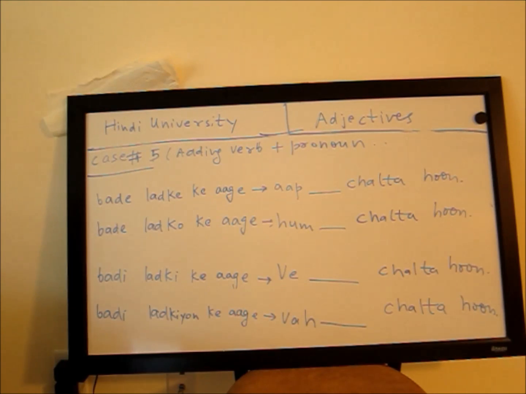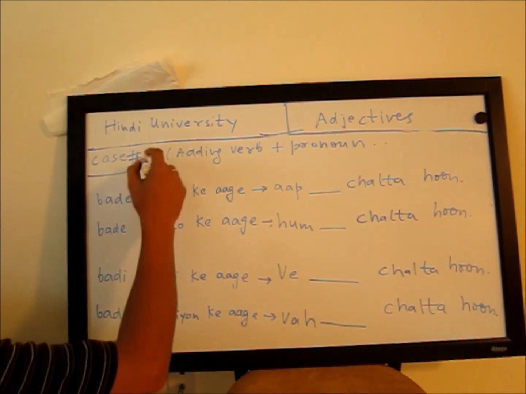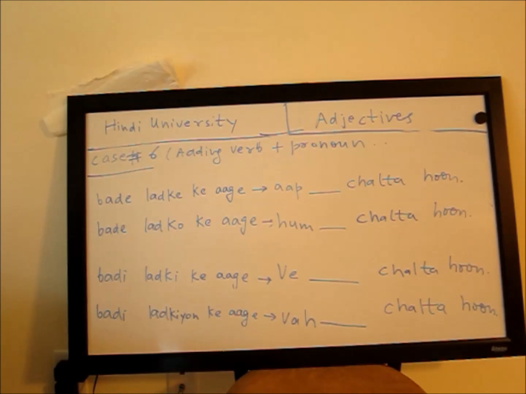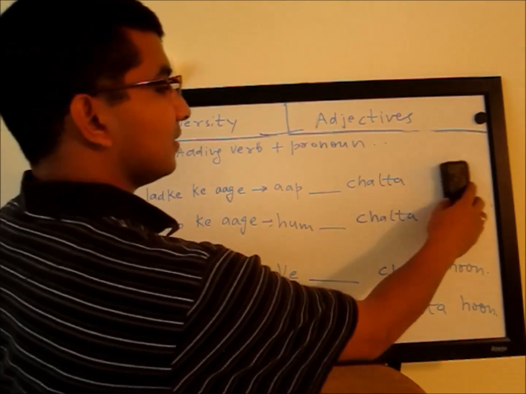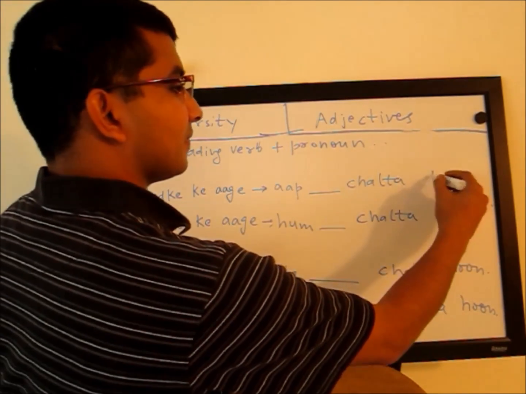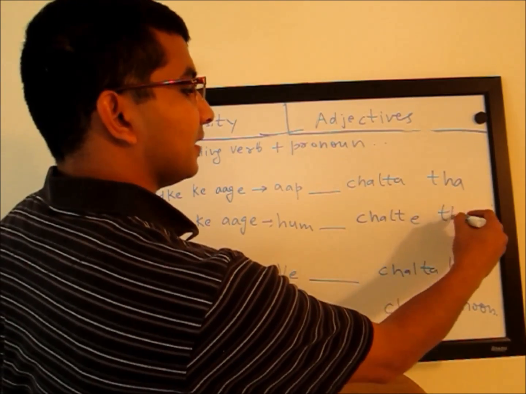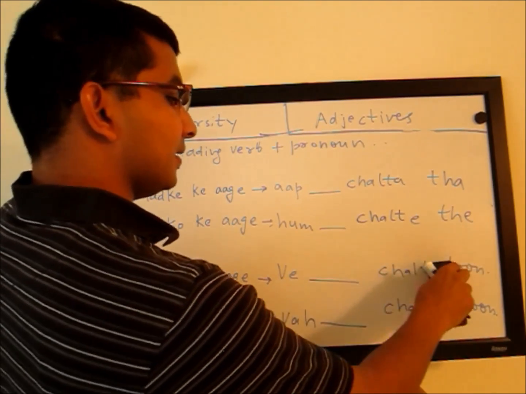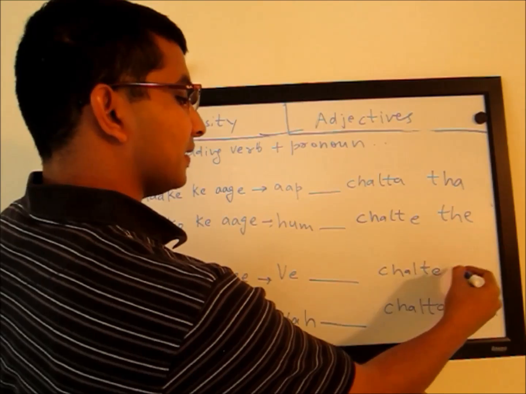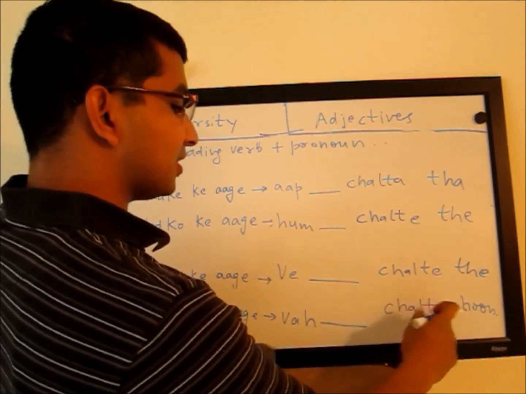Now the next case I have is case number 6, and case numbers 6 and 7 are for you to do as homework. Case number 6 is, right now we are saying all of them in present indefinite tense. I want you to change the tense. Okay, so for example, if it is past indefinite, it would be मैं चलता था, हम चलते थे. Okay, वे चलते थे. Okay, and वह चलता था.